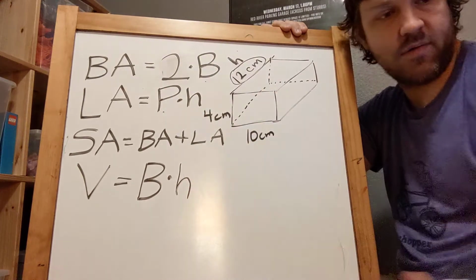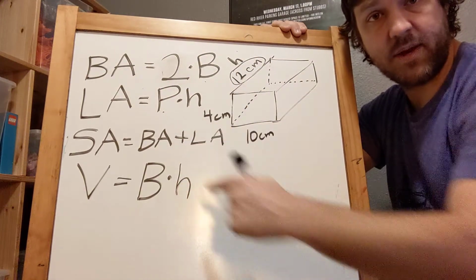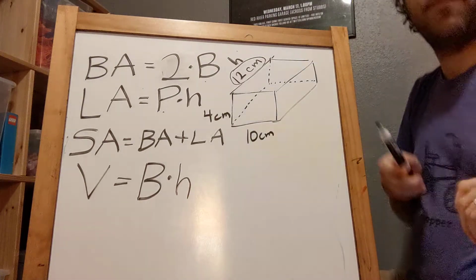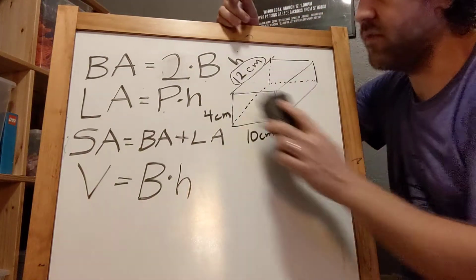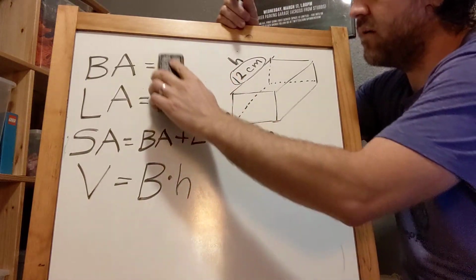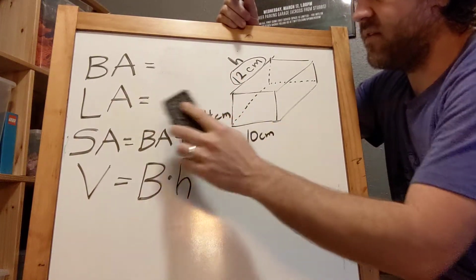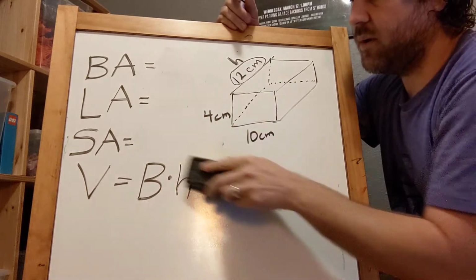So I'm going to erase all of this. You have this information in your notes, and I'm doing an example from the notes. So let me erase all of this, and we'll go through step by step, and we'll see what we can get.